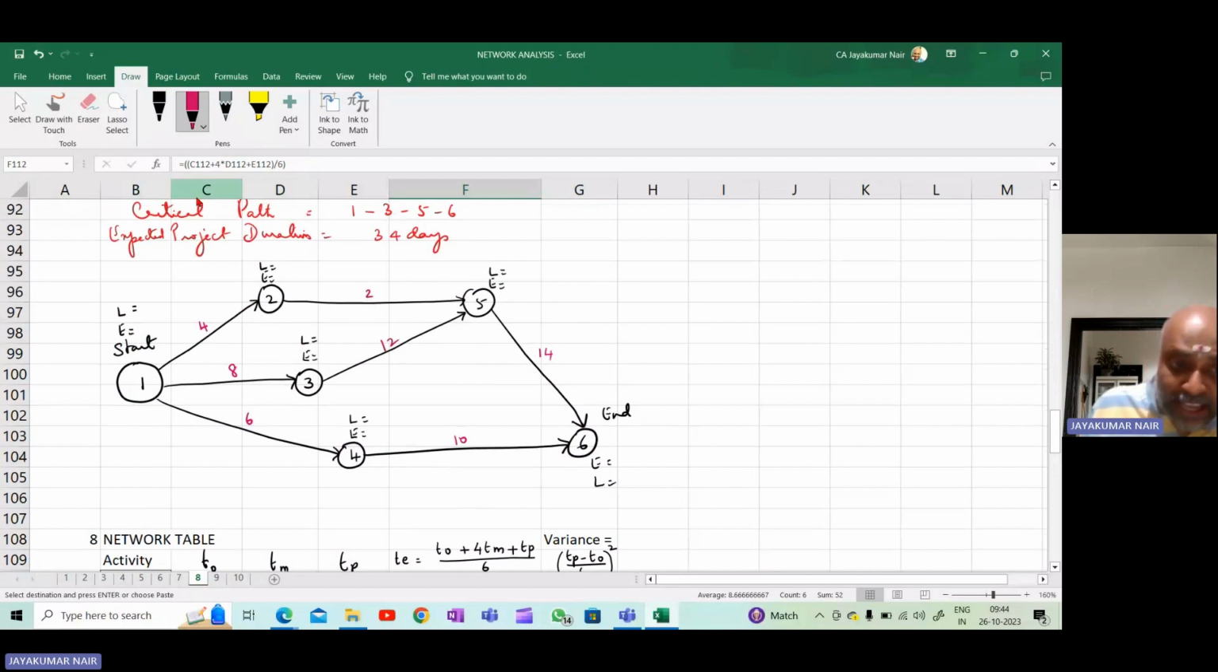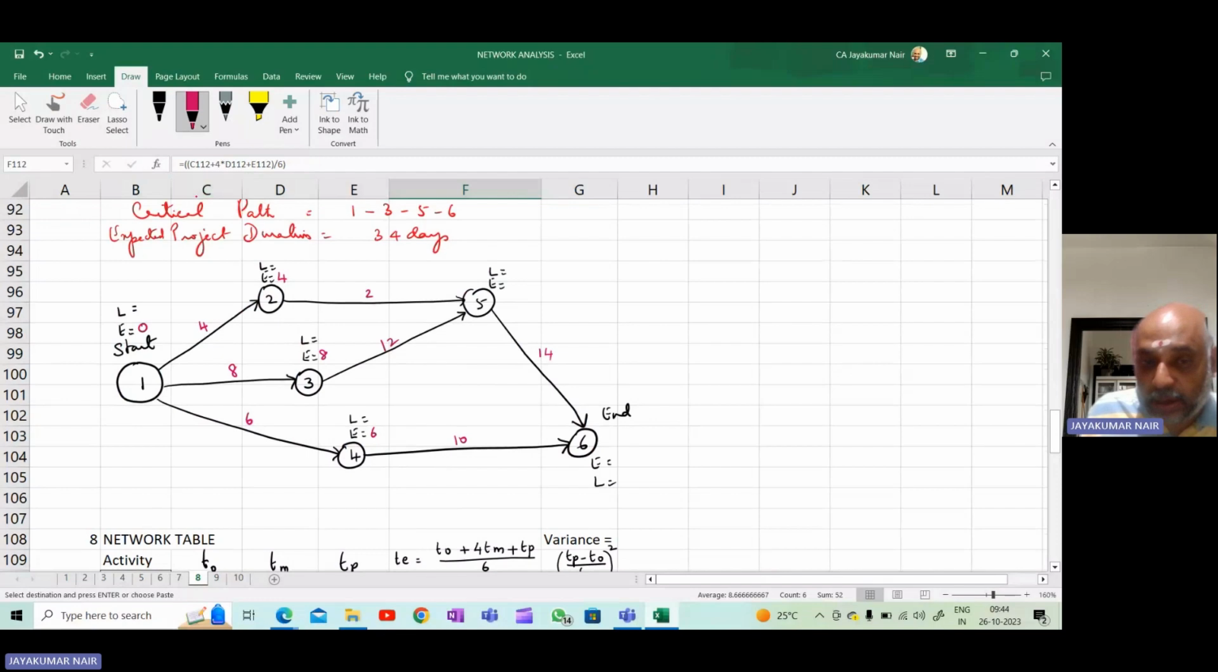So first, E will be taken as 0. This is the start time. So start time is 0. Now there is only one arrowhead entering node 2. So 0 plus 4 is 4. There's only one arrowhead entering 3. Therefore, 0 plus 8 is 8. There's only one arrowhead entering this particular node. So 0 plus 6 is 6.